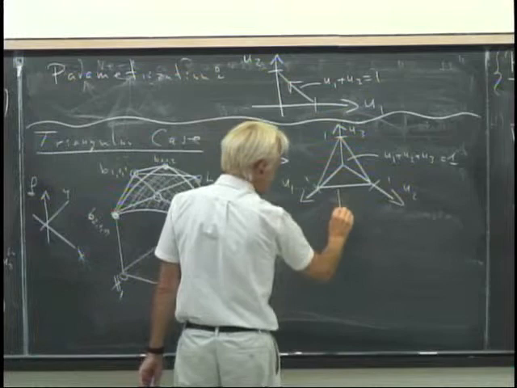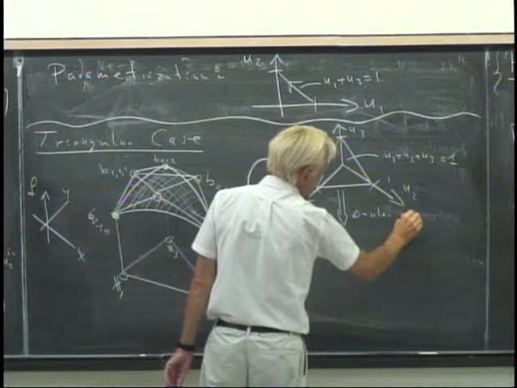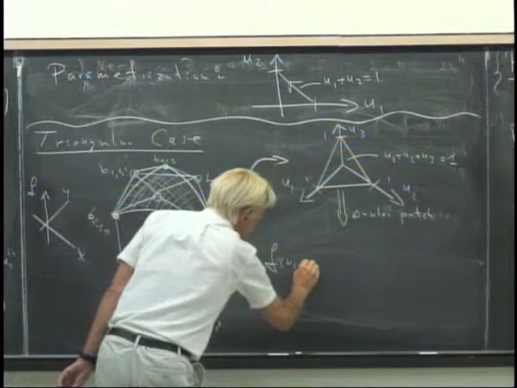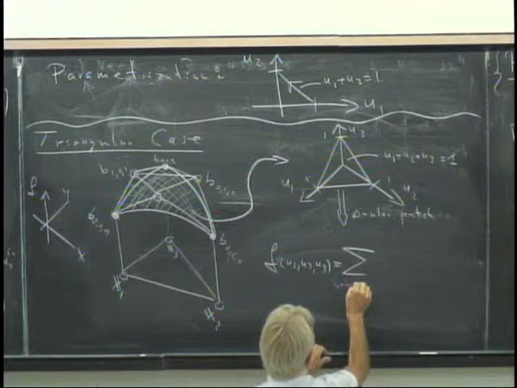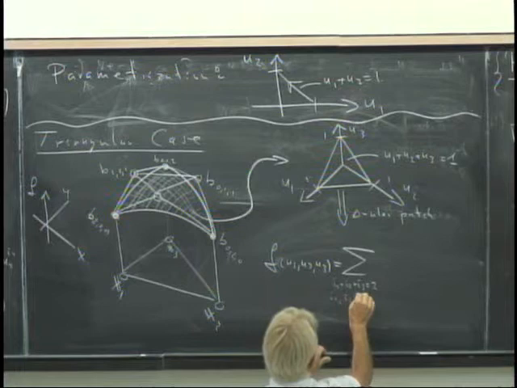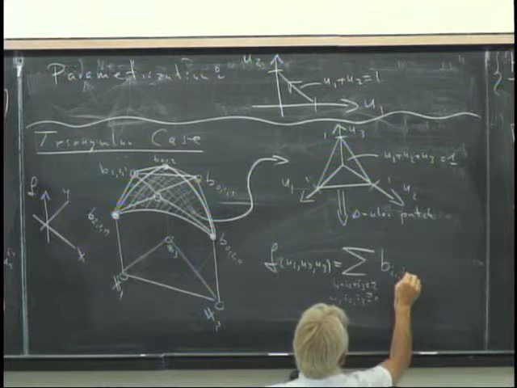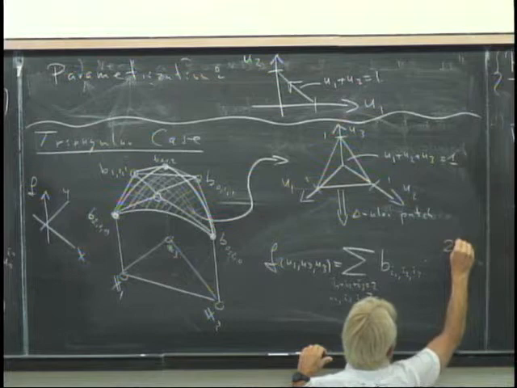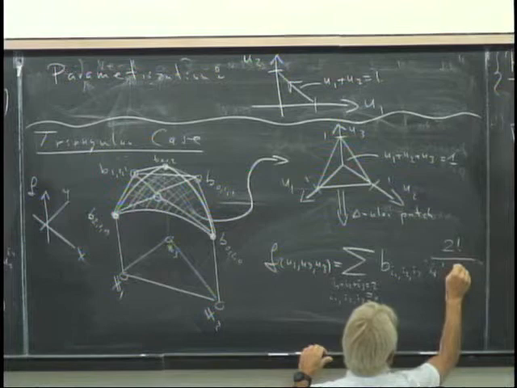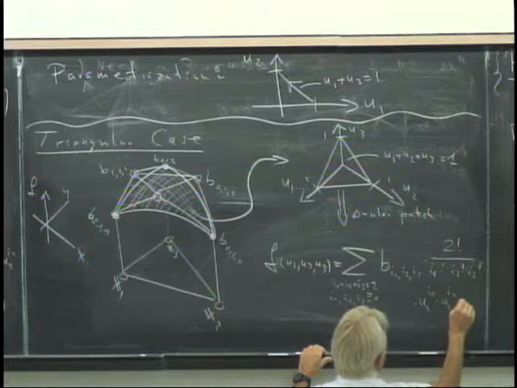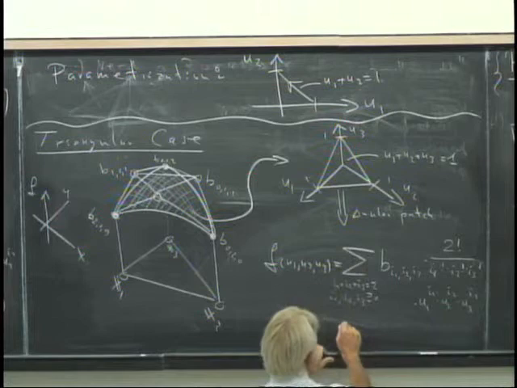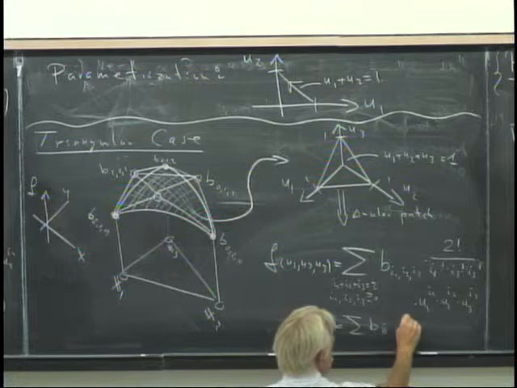When I do that, I construct the triangular patch, then I get this function or the patch which depends on U1, U2, U3, and that will be a combination over I1 plus I2 plus I3 being 2, with I1, I2, and I3 greater or equal to 0. And the coordinates are B sub I1, I2, I3 times 2 factorial over I1 factorial times I2 factorial times I3 factorial times U1 to the power of I1 times U2 to the power of I2 times U3 to the power of I3. But again, in compact notation, you can just say this is the sum of B with a multi-index I times Bernstein polynomials I of degree 2 with a multi-argument U.